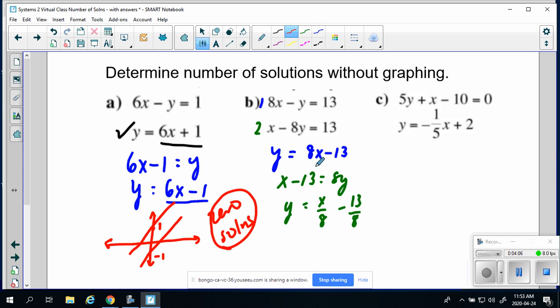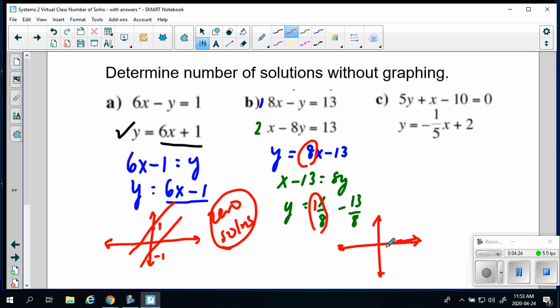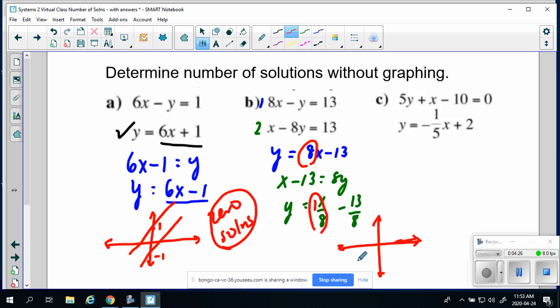So if we're analyzing this, we're interested, first of all, in the slopes. Are the slopes the same? They are not. This slope is 8. This slope is 1 over 8. And the moment the slopes are not the same, you already know that they're going to intersect at some point. You don't know where, but they are going to intersect somewhere. Like, for example, this one has a pretty shallow slope, and this one has a pretty steep slope. So at some point, they're going to intersect. So there's going to be one solution here, one point of intersection.